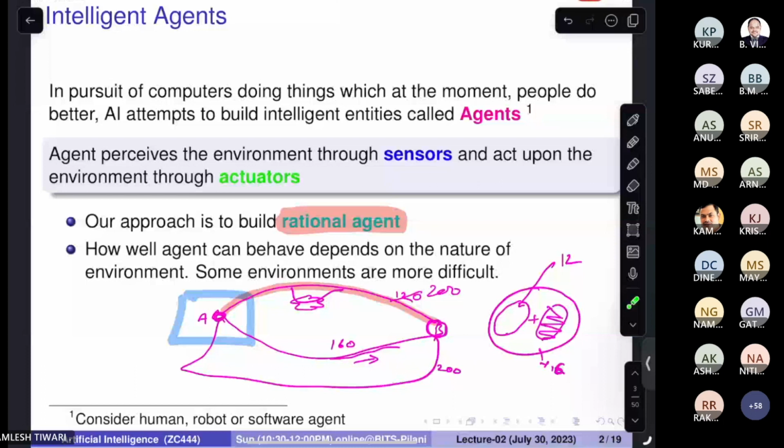What we are actually talking about is that if it is rational, then definitely it is going to take that particular decision. All right.